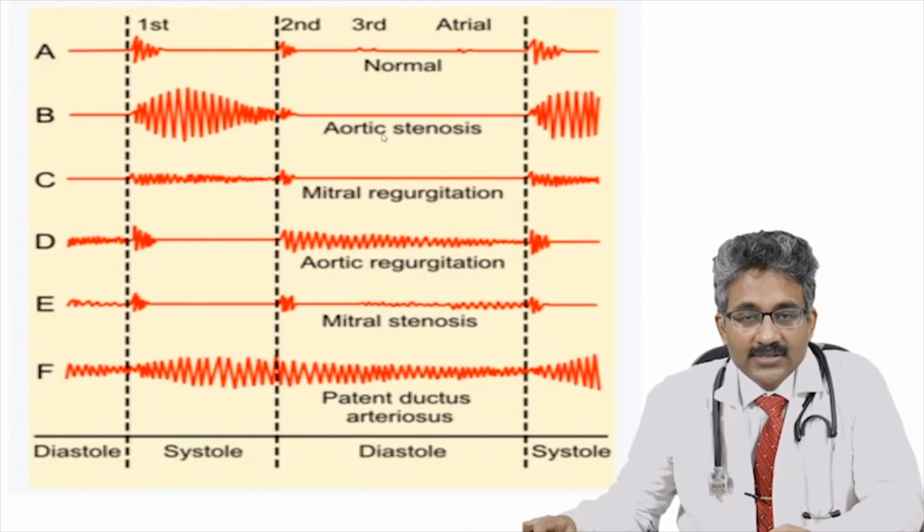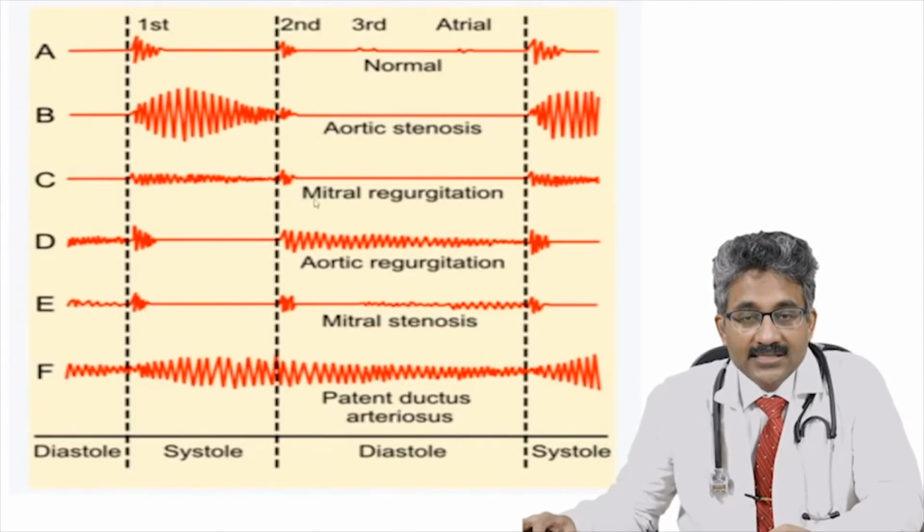Second one is the aortic stenosis. Dear students, here you can see in the systole there is a crescendo decrescendo murmur, the diamond shaped murmur. This is the ejection systolic murmur of aortic stenosis. You get the same murmur in pulmonary stenosis also. Okay, the crescendo decrescendo murmur.